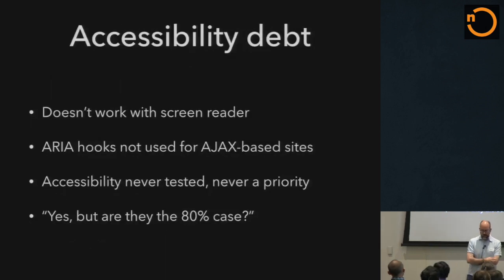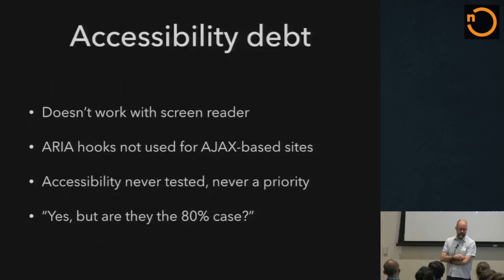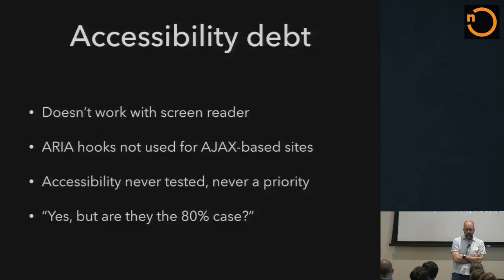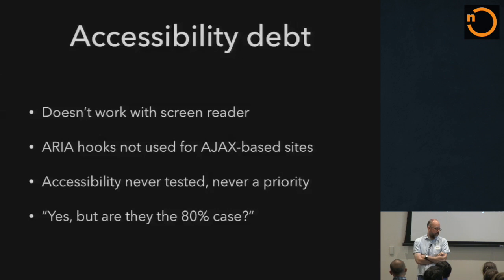Accessibility has the same problem, right? Doesn't work with a screen reader. Well, that's a problem. A lot of these AJAX and post-AJAX sites don't have ARIA hooks to pull in screen readings, to be able to let people know that things are changing on the screen. Oftentimes, accessibility is never tested. It's never even a priority, which all stems back to that great old 80% case problem, right? Which, of course, we know what that leads to.